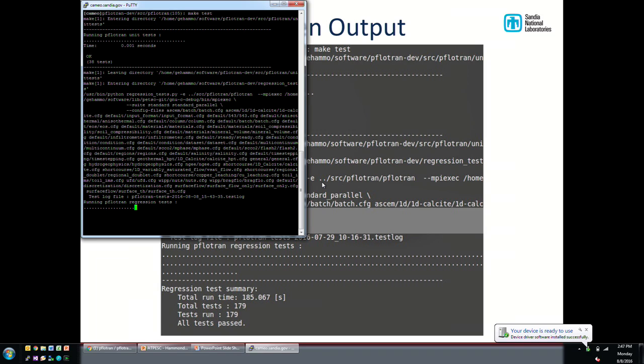My rule of thumb is a regression test should run in less than a second. Some of ours go for 2, 3, or 4 seconds, but I always try to get them down to less than a second. These tests will run in less than 3 minutes, so you don't have to wait forever to determine whether you've broken something. You can know it right away.